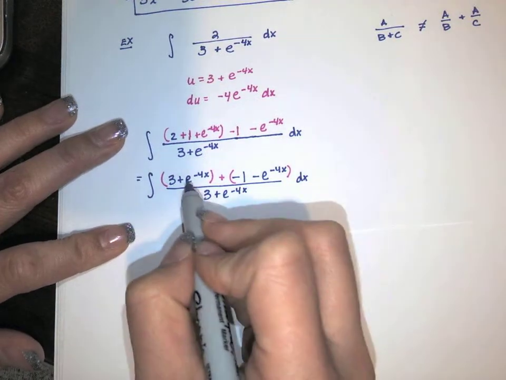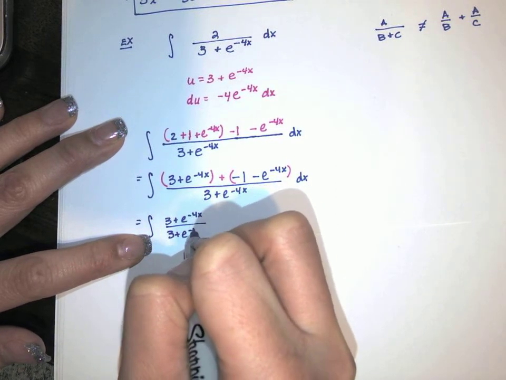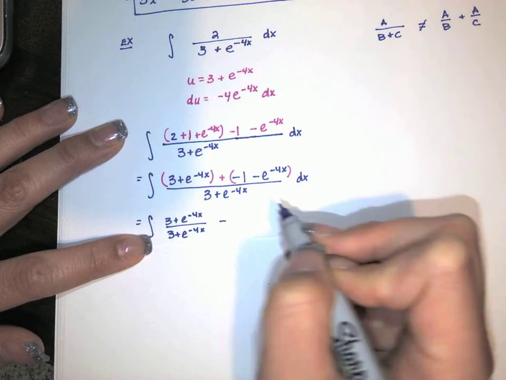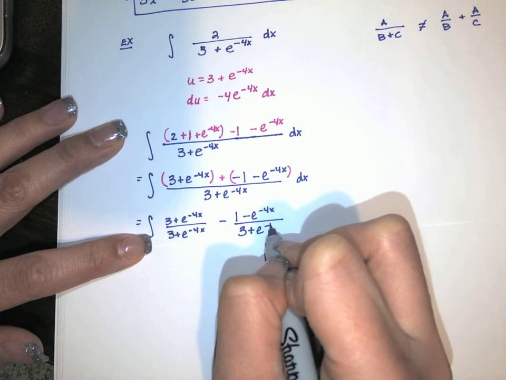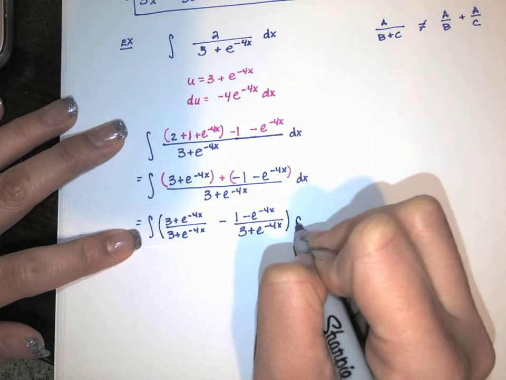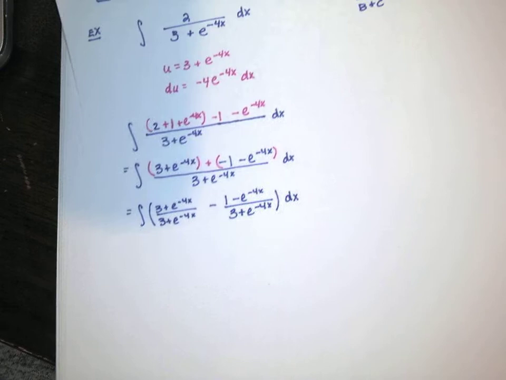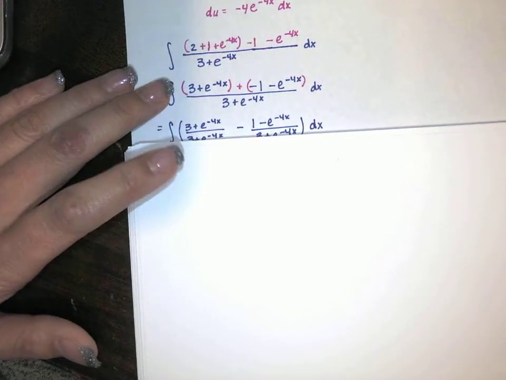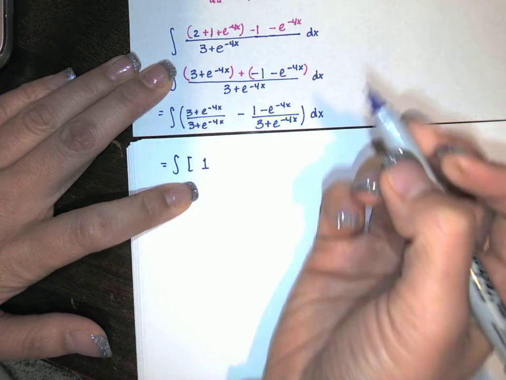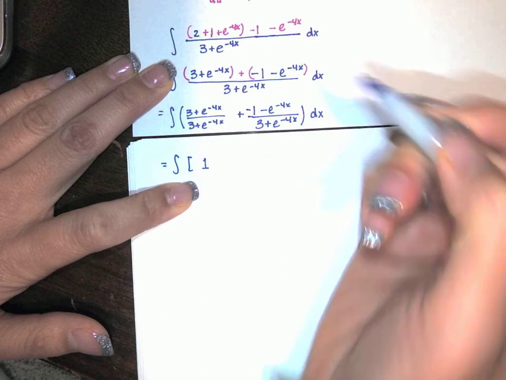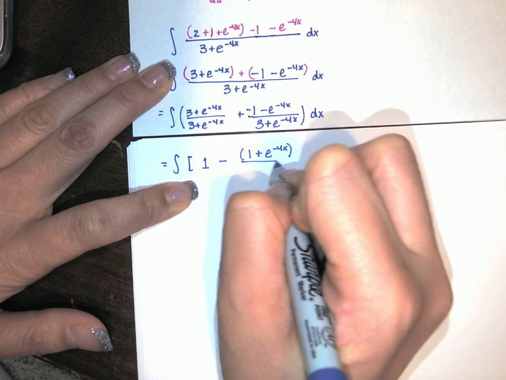So now I can separate the numerator. This over this, that's 1. And then this over this, hey, that's looking pretty good. Looking very good now. Okay, let's keep going. This over itself is 1, which is what we wanted. Oops. That should be plus a minus. Or we could subtract the quantity 1 plus e to the negative 4x over this.